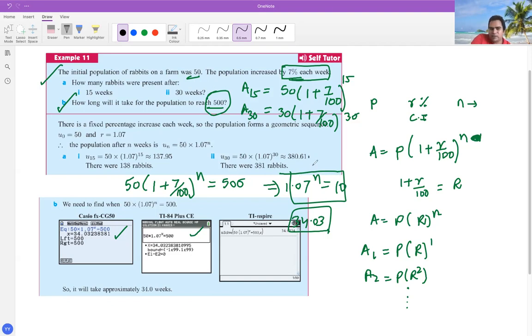You could plot the graph of 1.07 to the power n, draw the line y equals 10, and take the corresponding value, which is 34.04 something. That can be taken as the final answer. So you can use a graphical method or a calculator to solve this particular question.